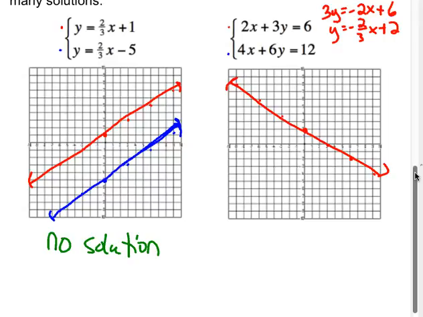Then my blue line, subtract 4x, divide by 6. Well, negative 4/6 would reduce to negative 2/3. 12 divided by 6 gives me 2. So this is an interesting situation where notice same y-intercept and same slope.